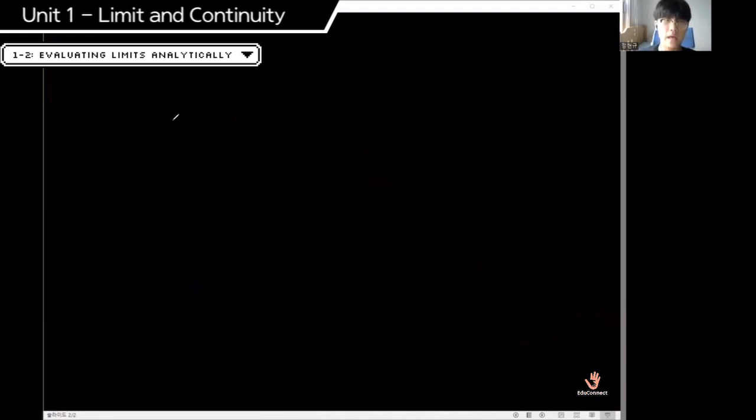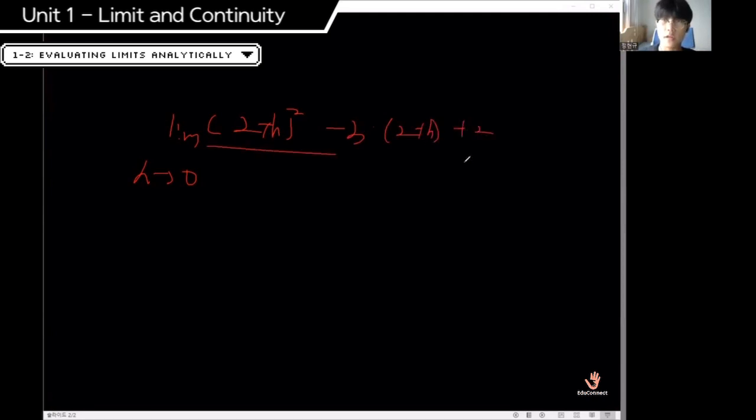Find the limit as h approaches 0 of 2 plus h squared minus 3 times 2 plus h, plus 2, all over h. In this problem, if we try to use direct substitution and plug in 0 for h, we'll get 0 over 0, which is an indeterminate form. So to find the limit, we need to simplify this function, factor it.